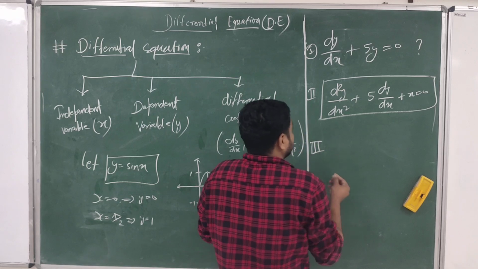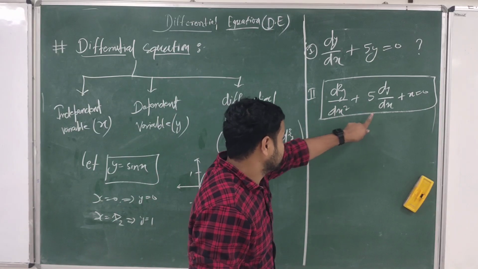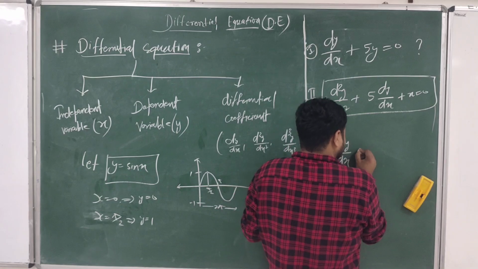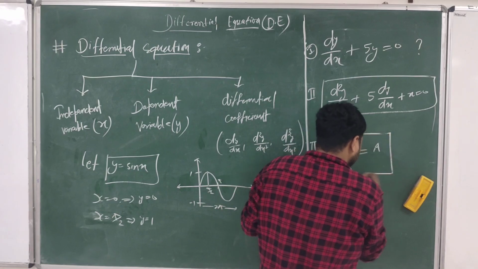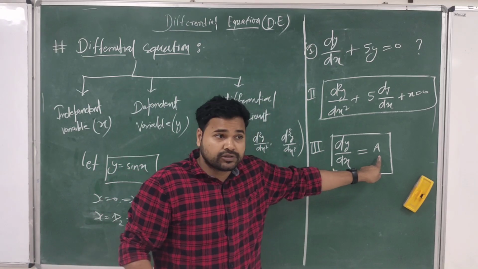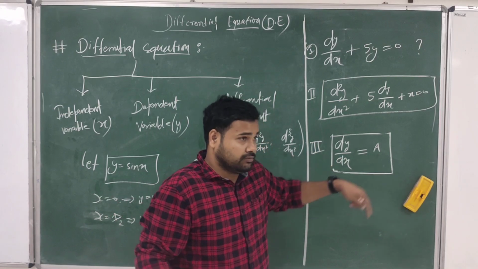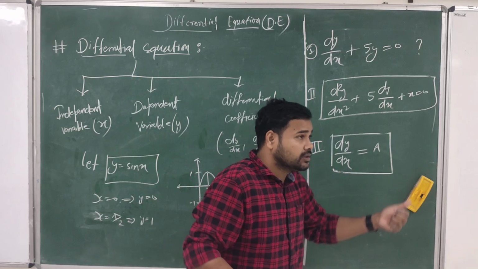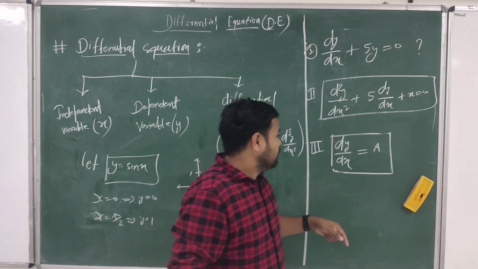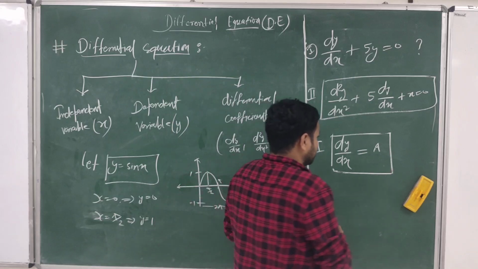And third, dy upon dx equals a. Is it a differential equation? No, it is not, because here a is an arbitrary constant, not an exact value, not a variable. But a differential equation has no arbitrary constant in it. So it is not a differential equation.